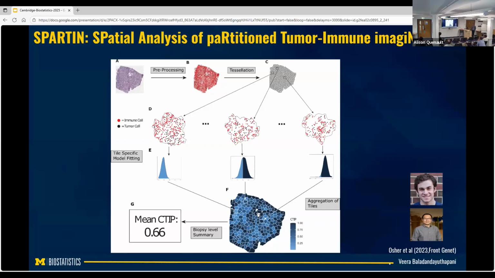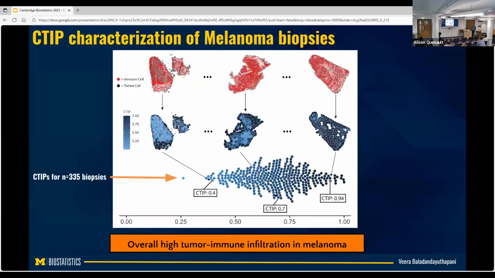Once you have this number, you can average it to get an overall number. We did this in the entire biopsies, and you can see this is the scale from 0 to 1, the average cell type interaction probability, and you can see it's on the right end. It's a bit of a positive sanity check, because melanoma is immunogenic, so we expect higher immune infiltration. There is some variability across the patients, but overall it's reasonably high, and some patients don't.